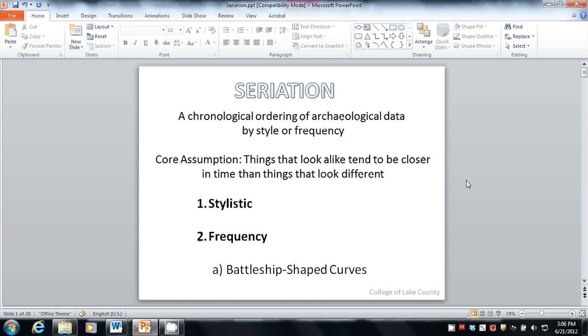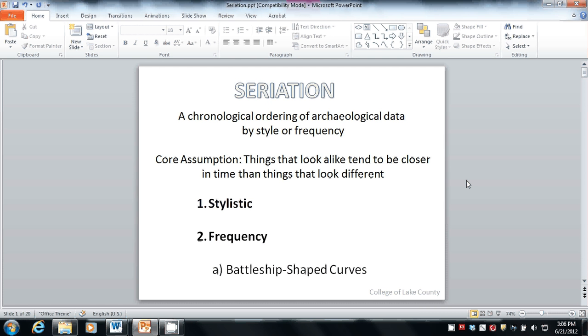Budding archaeologists, today we'll talk about seriation, which, as you can read, refers to the chronological ordering of archaeological data by style or by frequency. Very typically, this archaeological data will be artifacts. And the core assumption that underlies all seriation efforts is that things that look alike tend to belong to the same period of time than things that look different.